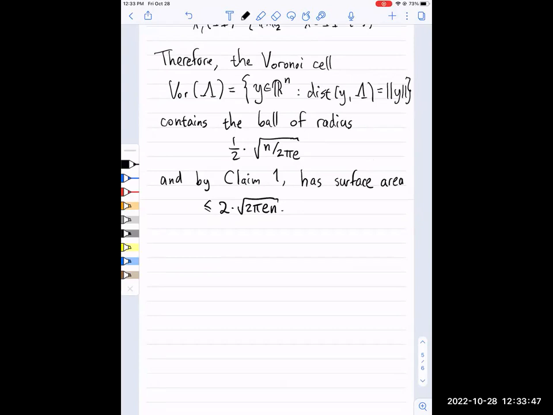So that's basically the proof. Okay, this is the proof. Well, it's not the new result. This is not the main result, this is the introduction. Is this convex? Yeah, the Voronoi cell is always convex. But this is not the main result. It's still the introduction.